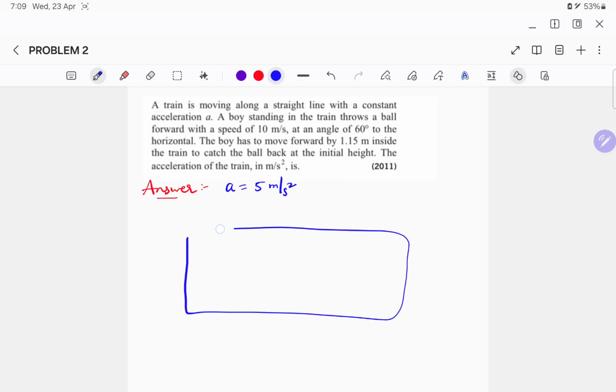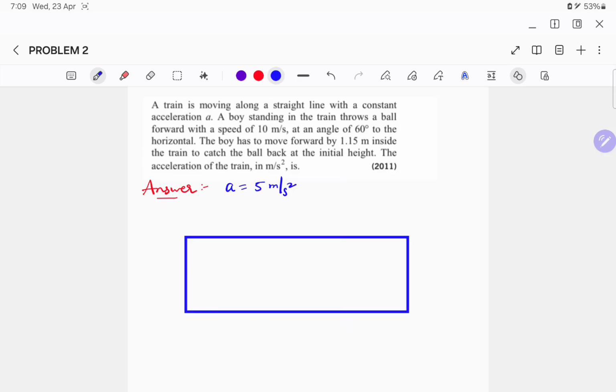Okay, as we are aware of the question, there is a train. Suppose this is a train and there is a person somewhere here. He projects the ball, and the ball moves in a parabolic path and lands somewhere else here. The train has some acceleration a in the horizontal direction, which is our target to find.